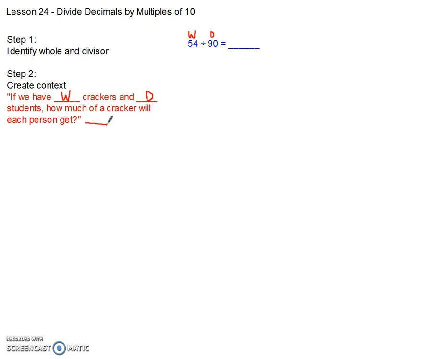And you notice that I say how much of a cracker, because in looking at this problem, I can see that with these 54 crackers, all 90 students aren't going to get one cracker. So I have to start thinking about my answer in partial answers, or a fraction of an answer, or a decimal of an answer. So we word our question, how much of a cracker?